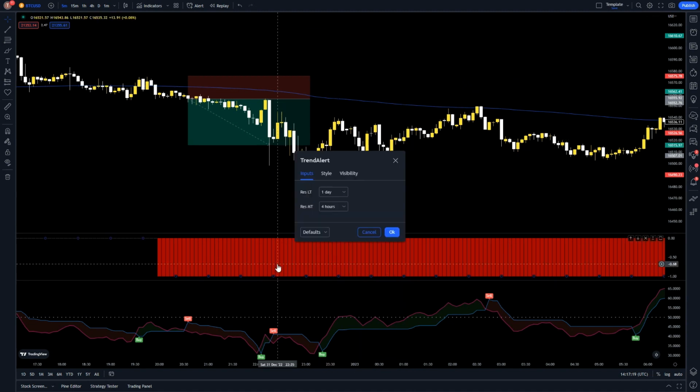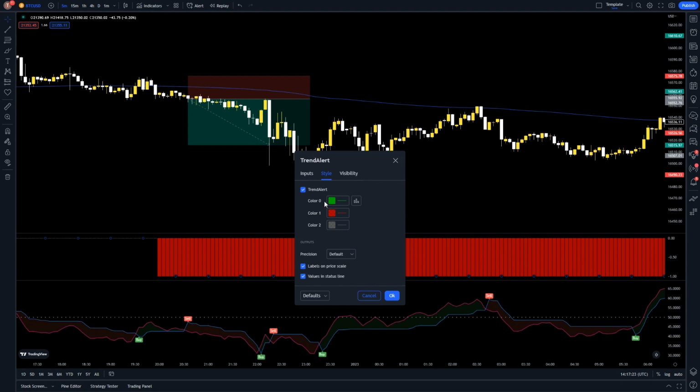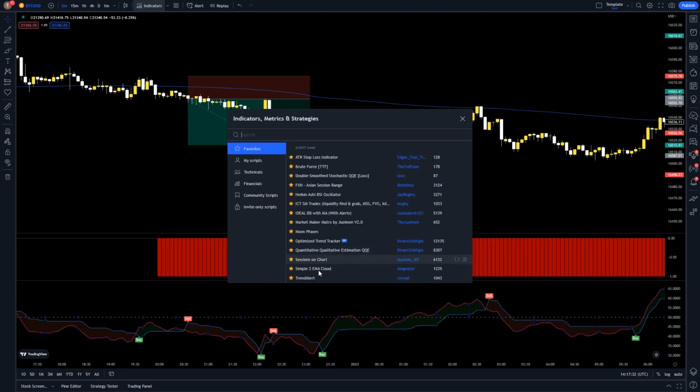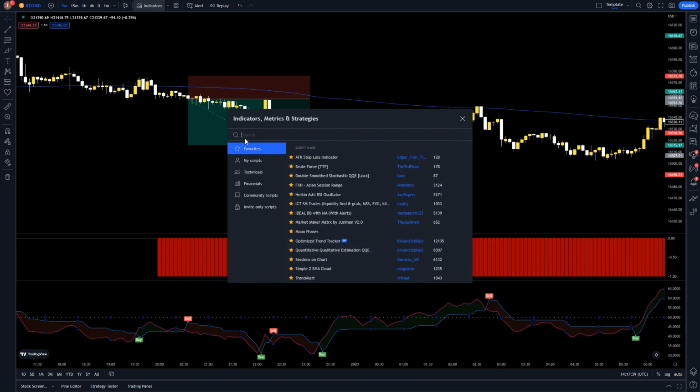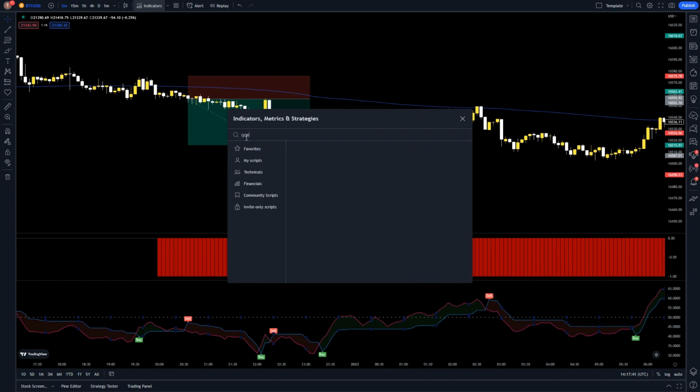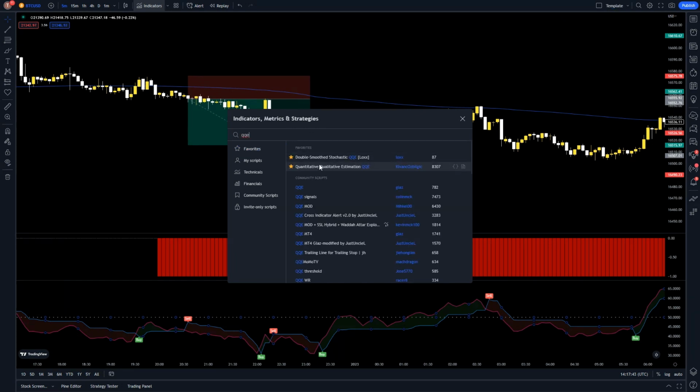This second indicator right here is the trend alert. I've not changed any of the settings for this and left the colors the same. And then finally, this QQE down here is this one right here. But you can just type in QQE to find it. And it's that one right there.